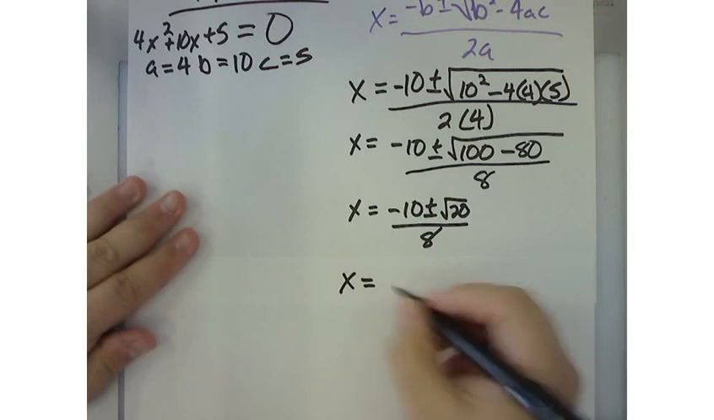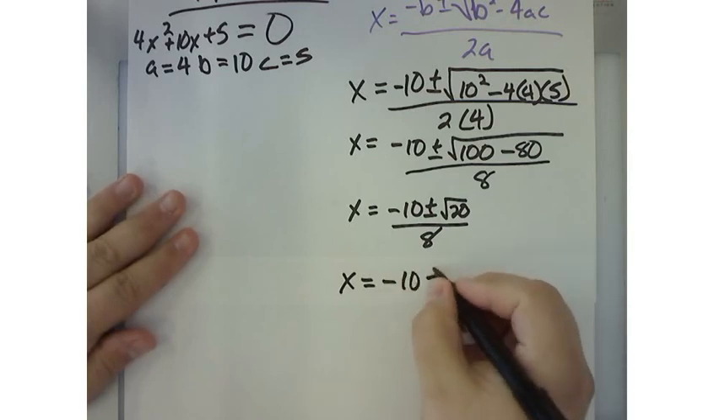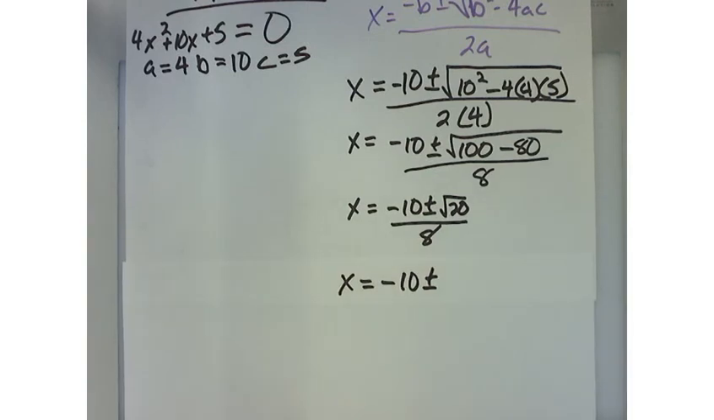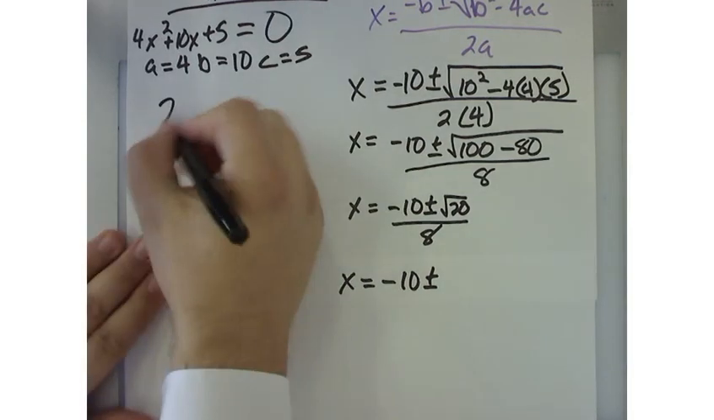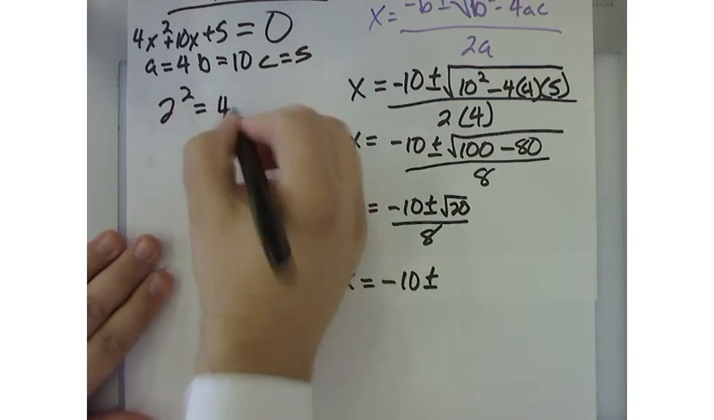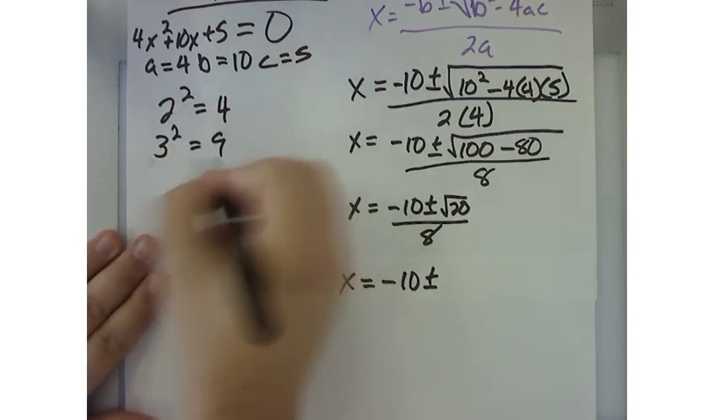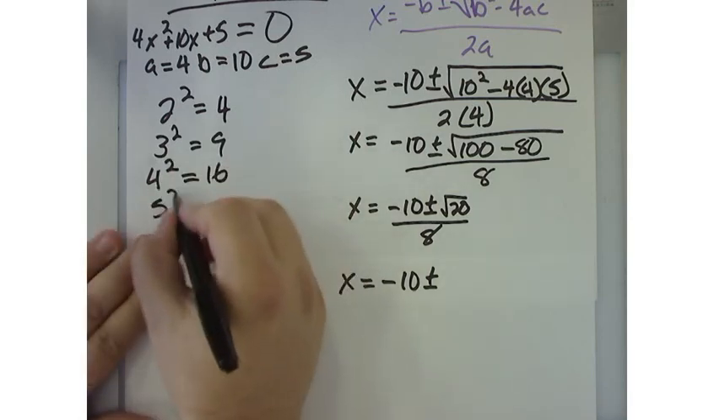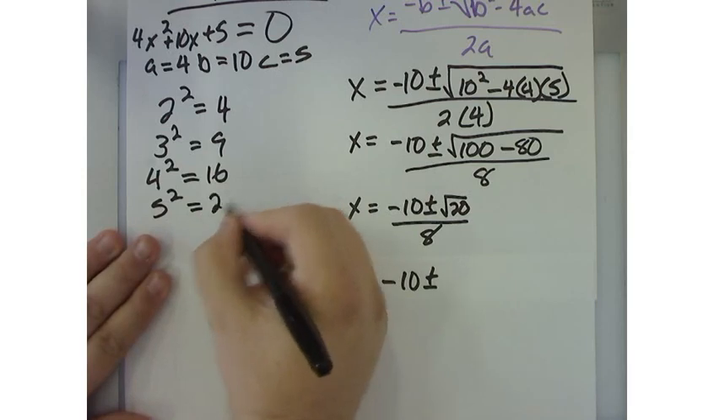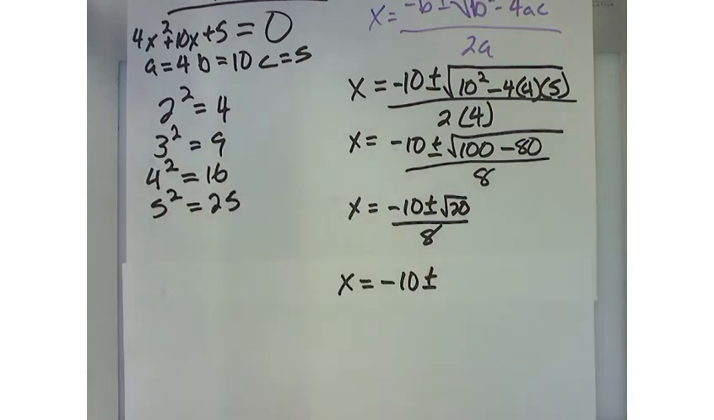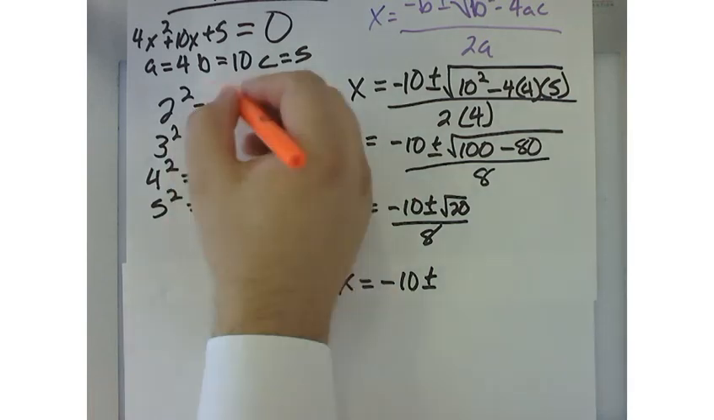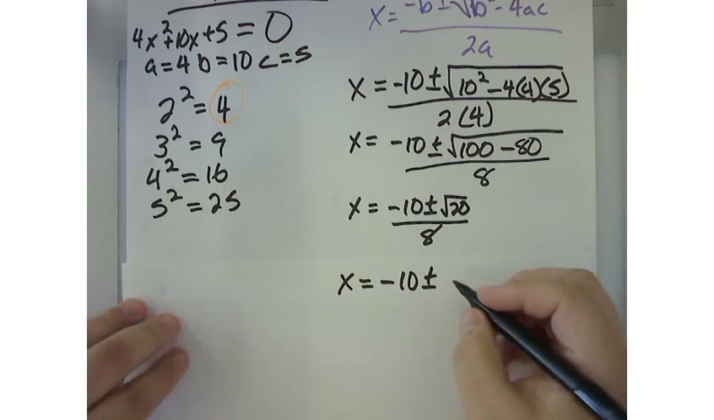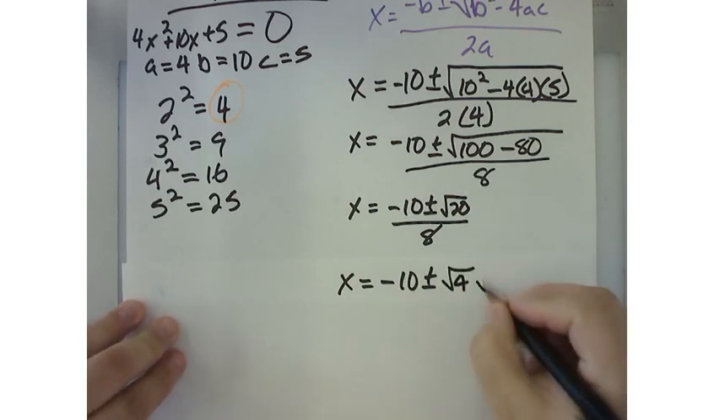Okay, so on the next line what I'm going to do is I'm going to say x is equal to negative 10. Can you guys think of a perfect square? In other words, like a number that's squared. These are perfect squares, right? Does one of these numbers go into 20 evenly? 4 does. How many times? 5. 5 times. So I'm going to rewrite the square root of 20 as the square root of 4 times the square root of 5.